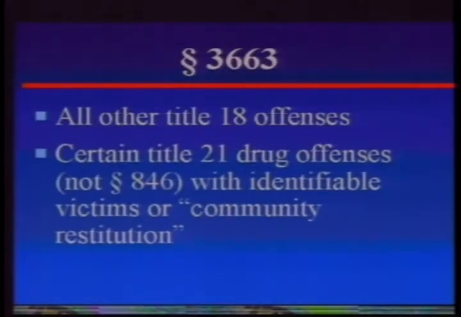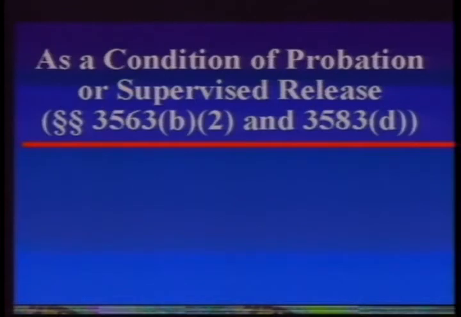Now, as far as 3563 is concerned, here's what's covered there. All other Title 18 offenses, that means all of the Title 18 offenses that weren't covered under mandatory restitution. Certain Title 21 drug offenses with identifiable victims, and also certain Title 21 drug offenses without identifiable victims, which is often referred to as community restitution. And certain Title 49 air piracy offenses. Now, there's also the availability of restitution as a condition of probation or of supervised release, and let's look at that. As a condition of probation or supervised release under 3565(b)(2) and 3583(d).